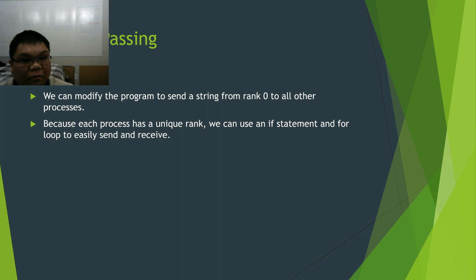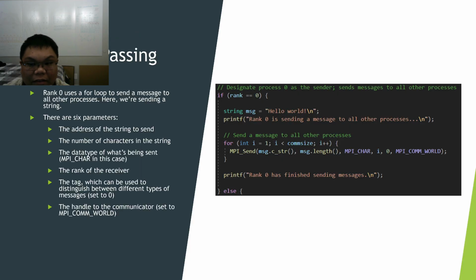So, with that in mind, maybe you can do a sort of example on message passing. We can modify this program to send a string from rank 0 to all other processes. And because each process has a unique rank or process ID, we can use an if statement and a for loop to easily send and receive. So here's what that would look like.